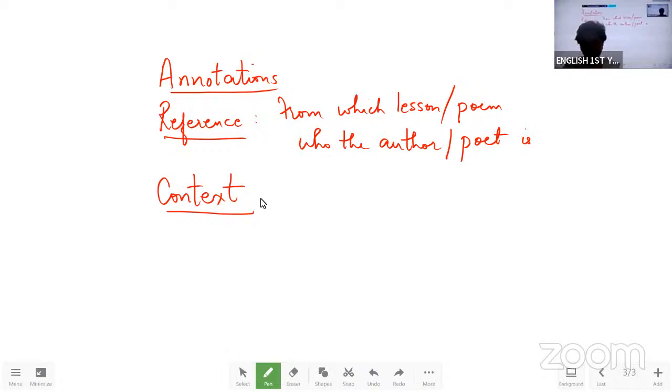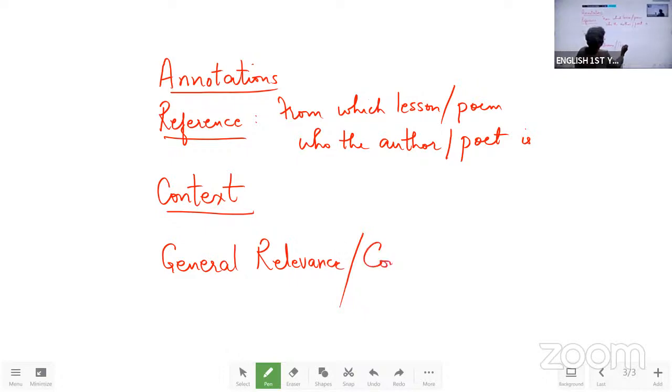So just learn these two, and if it comes as an annotation, write with 3 subheadings. The third subheading, context, is the explanation of that line, and last is general relevance. You can write it as general relevance. If you think you cannot remember the spelling, then just write conclusion, children.